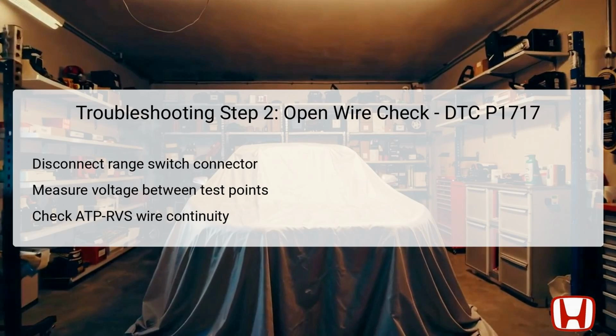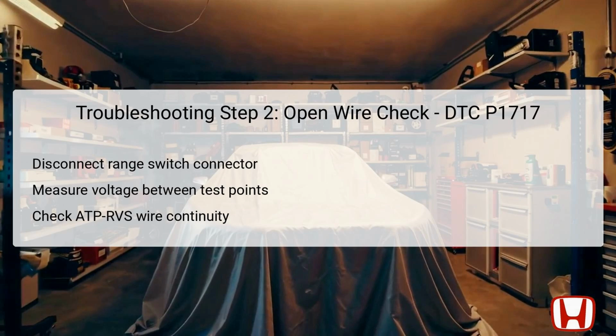The next troubleshooting step is focused on checking for an open wire condition, specifically in the ATP RVS line. Begin this step by turning the vehicle to off lock mode to ensure safety before handling electrical components. Disconnect the transmission range switch 10P connector to isolate the switch from the circuit. After this, turn the vehicle back to the on mode while keeping the connector disconnected.